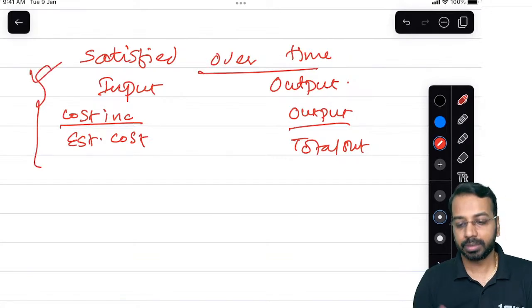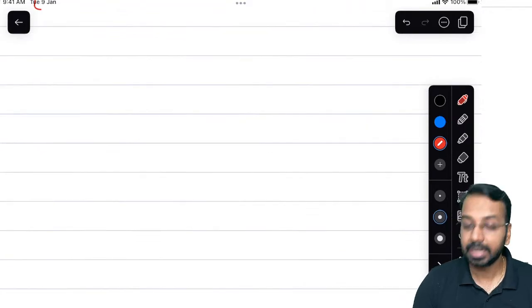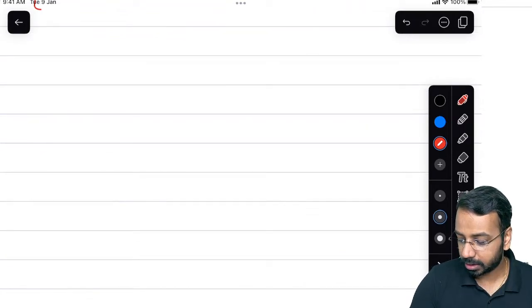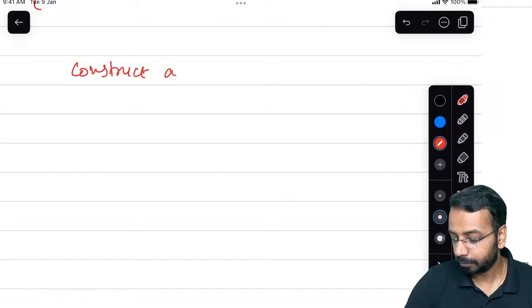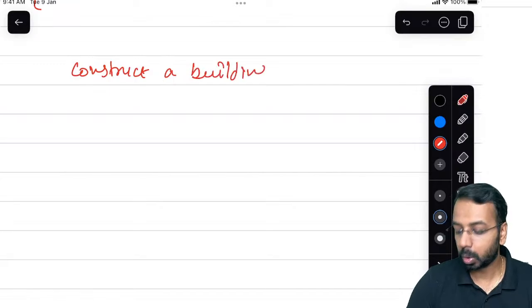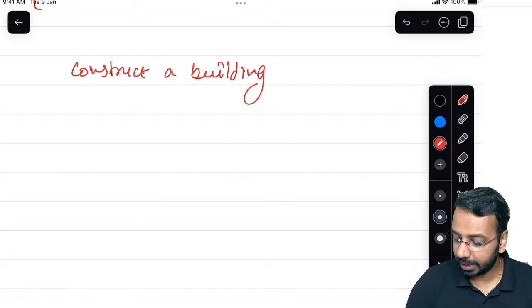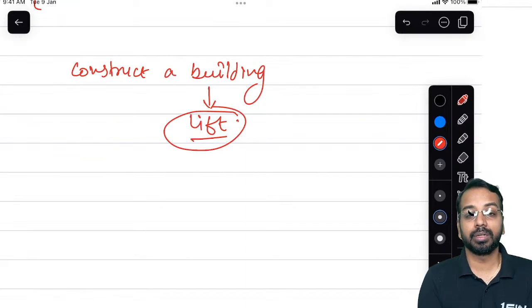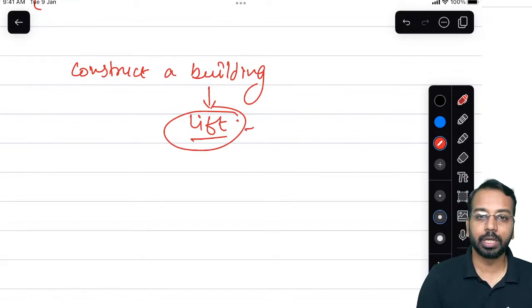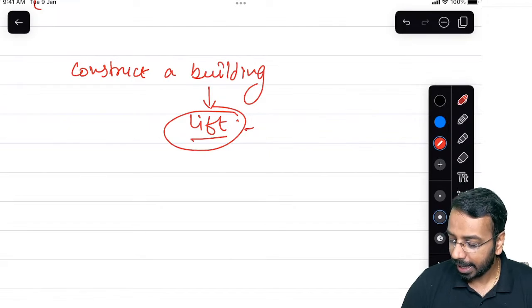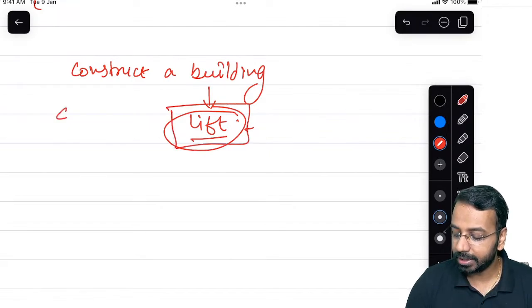Now, under input method, sometimes what happens is, let us say there is a contract to construct a building. Contract to construct a building. In this building, we need to provide some kind of lift, and this lift is a standalone equipment which the entity, the supplier, they purchase that equipment and they deliver it to the site. So the lift cost is also included in the contract, but as far as this lift is concerned, the entity is just acting as an agent.